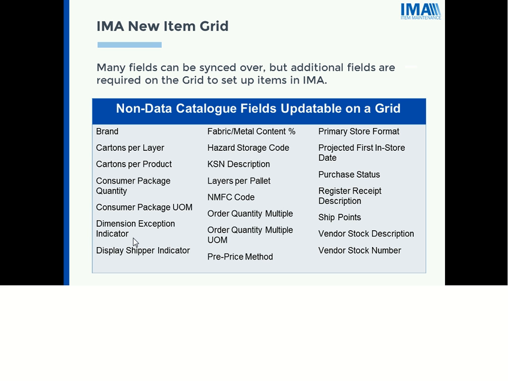So there's a lot of fields that can be synced over. We do require a few additional fields on the grid. This list here isn't a list of all additional fields that we require. This is a list of all additional fields that are available that are non-data catalog fields. And you can update these additional fields in the grid if you want to put more information than just what's required. Some of them are required, like brand and primary store format, projected first insert date, but these are a list of all the additional fields outside of data catalog.